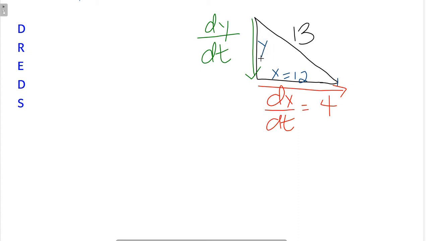So as we look at these, hopefully we can think, all right, I've drawn my diagram, I've labeled my rates, anything that is moving is a rate, and I kind of see a triangle, right? Hopefully we see a right triangle.